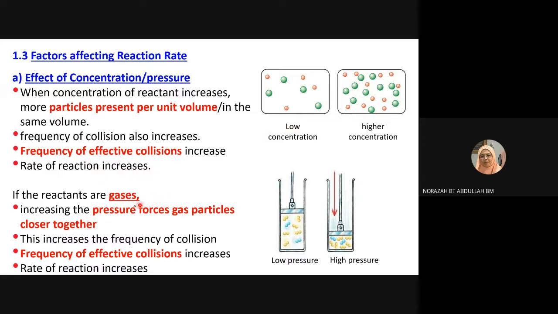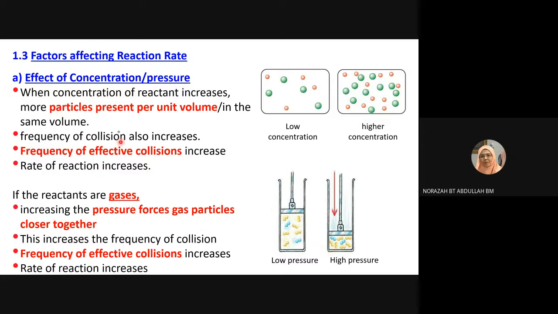Okay. When the reactants are in the gas form, so when you increase pressure, you will force the particles to be closer together. So that means molecules are closer to each other. So the number of collision will increase. Frequency of collision will increase. So the frequency of effective collision akan increase. So rate of reaction will increase.